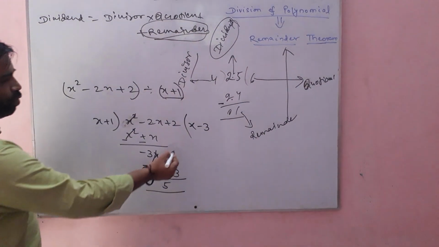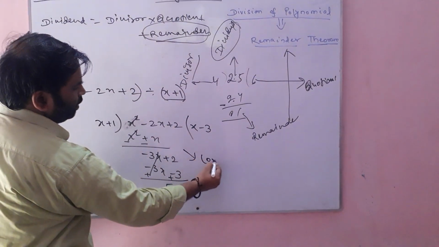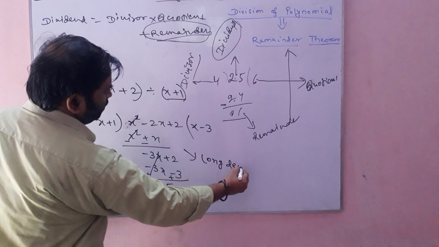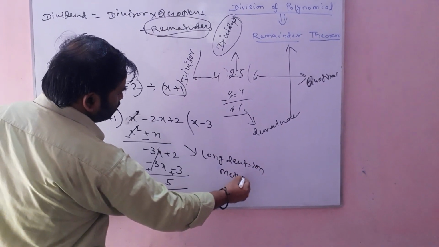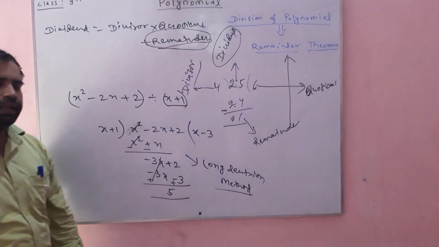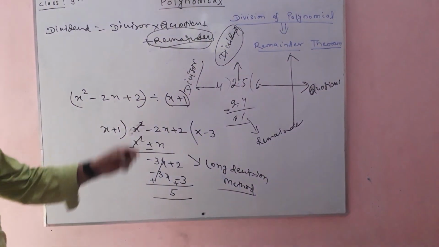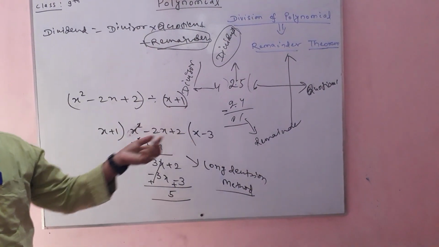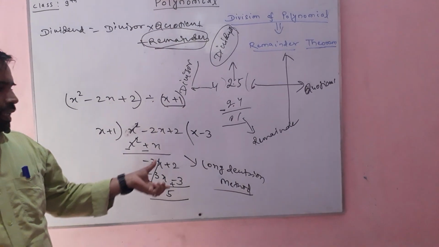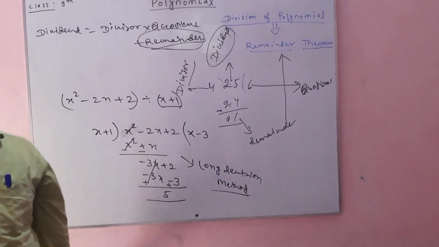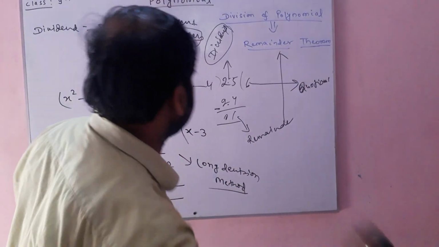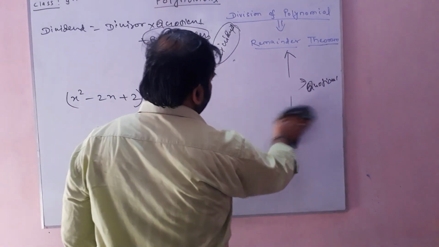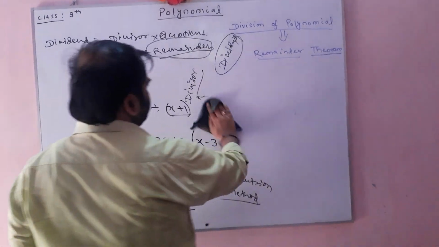This type of process is called the long division method. What is the method? Long division method. So we will get the remainder by that method. But now I will teach you how we get the remainder without this long division method. So just see here, I am omitting this one and just starting from here.